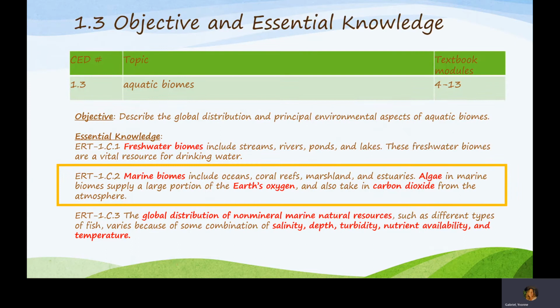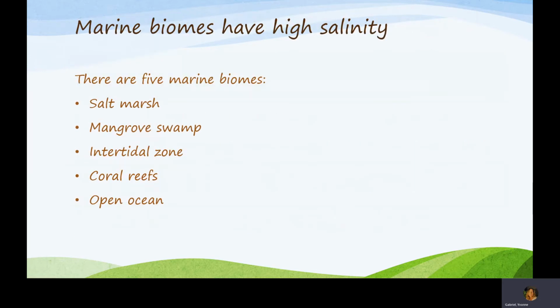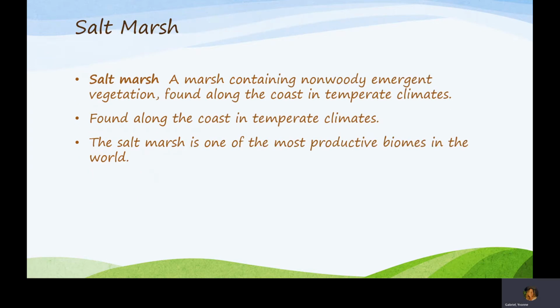Okay, so moving on to our second essential knowledge point. You have to understand that marine biomes are the ones with salt water, and the algae in them provides a whole lot of the oxygen for the planet. It's because there are so many marine biomes. There are a lot of them. We'll talk about that another time too.